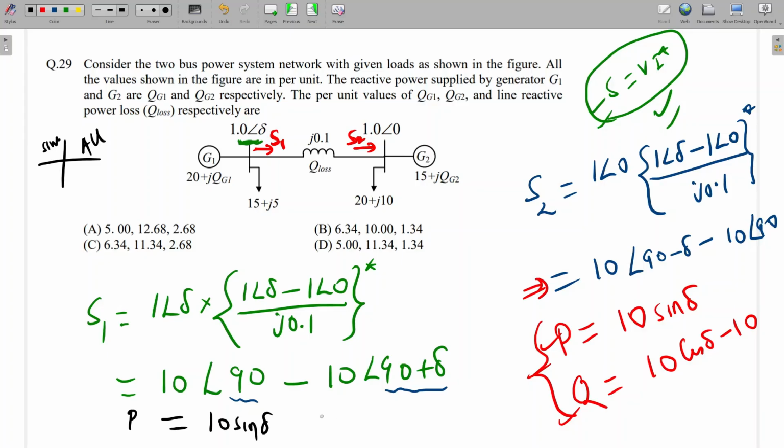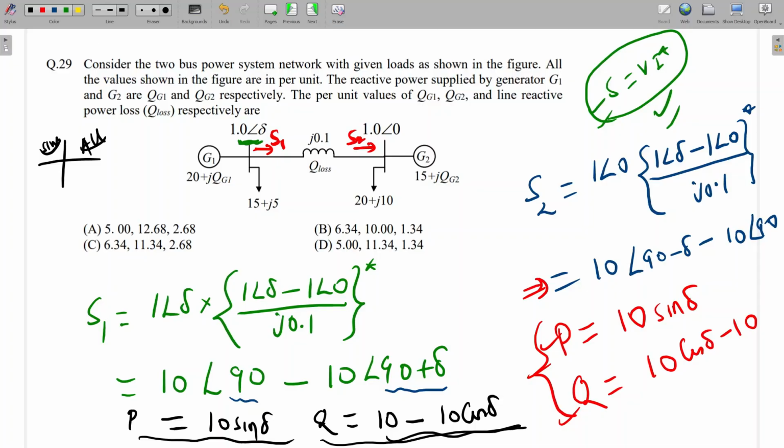P will be 10 sine delta, and Q will be 10 minus 10 cos delta, because sine will be positive here. Here all will be positive. Here sine will be positive. So sine 90 plus delta will be plus cos delta. So Q will be 10 minus 10 cos delta, and P will be 10 sine delta.